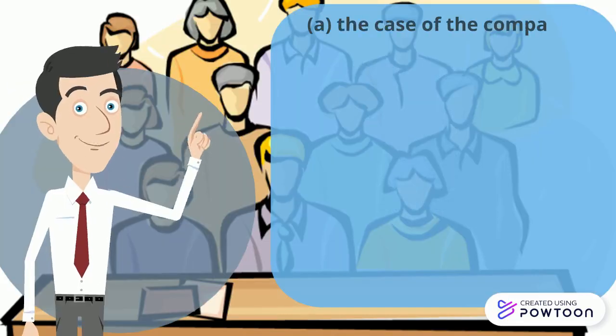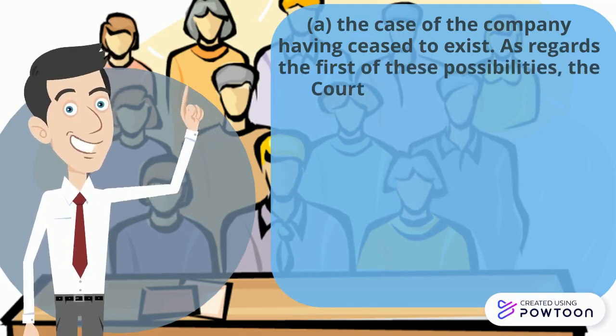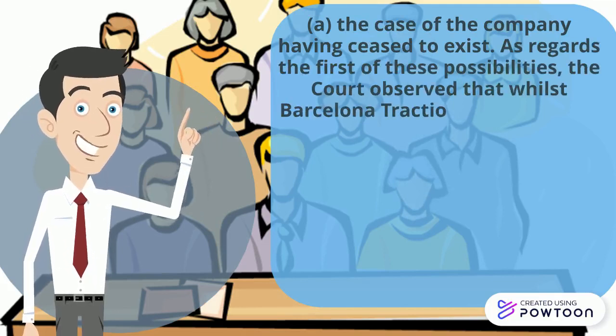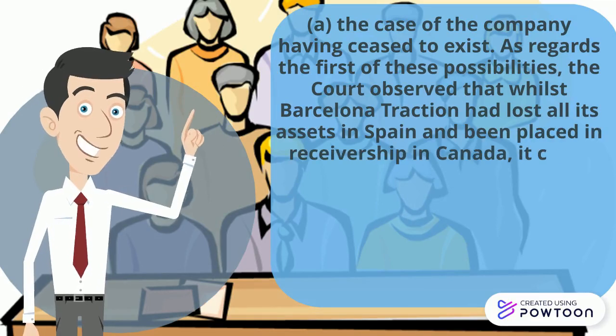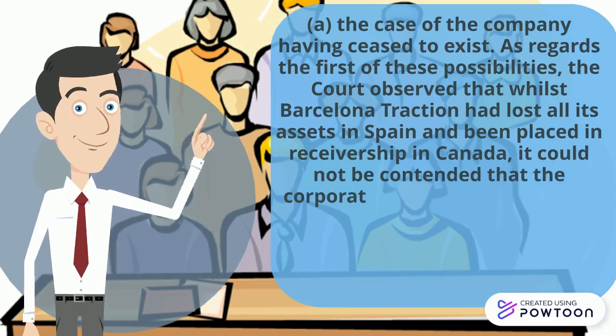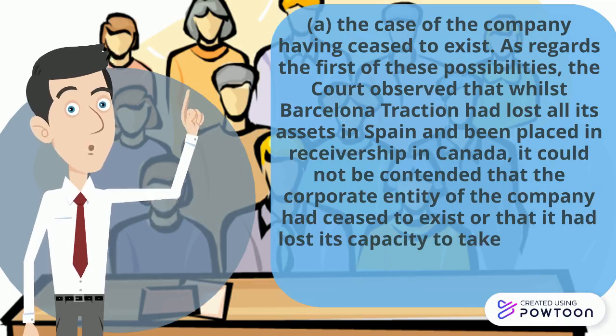With regards to the first case, in this sort of plot twisty way, it was observed by the court that while Barcelona Traction had lost all its assets in Spain and had been placed in receivership in Canada, it does not entirely mean that the corporate entity of the company had also ceased to exist or that it had lost its capacity to take action.